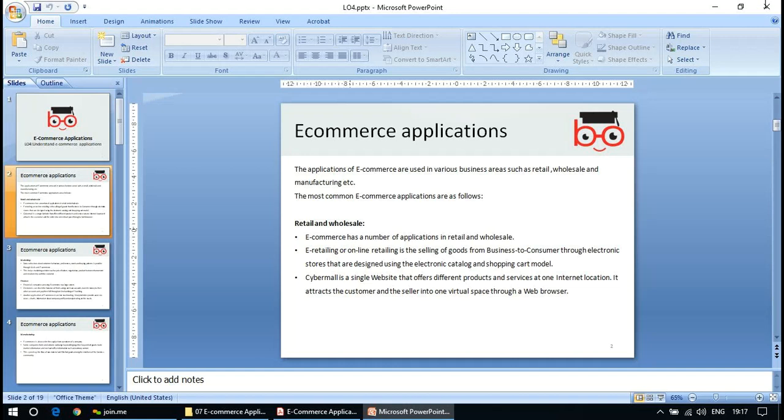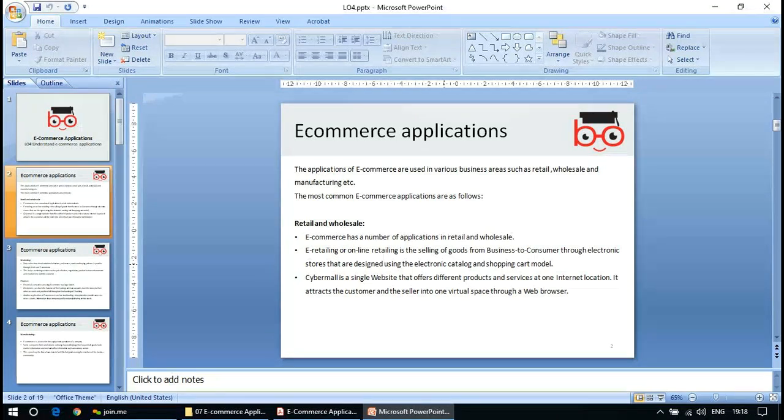Wholesale is where you sell in bulk, and your customers cannot be ordinary customers, but they would buy from you in bulk. Retail is open to the public, and obviously they have a price difference, and you must be very clear on the difference between retail and wholesale. E-com has a number of applications in retail and wholesale.